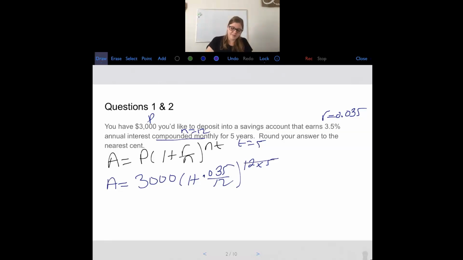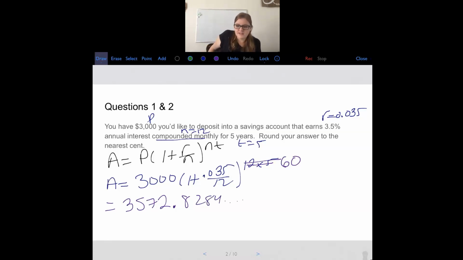For your calculator, I recommend doing 12 times 5 first, which gives us 60, and now we'll put the rest of it in. Okay, so we have 3,000 times 1 plus 0.035 divided by 12. Use the caret for exponent to the power of 60, and let me write down what we get. We get 3,572.8284... Okay. So rounding to the nearest cent, so if you go to McDonald's and something is $4.53, there's 2 places out to the right of the decimal for cents. It's also at the hundredths place, okay? So we're rounding this 2. We look next door. It's an 8, so this becomes $3,572.83.